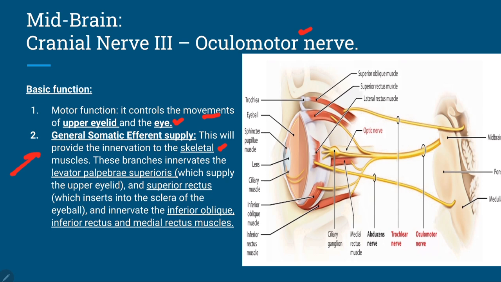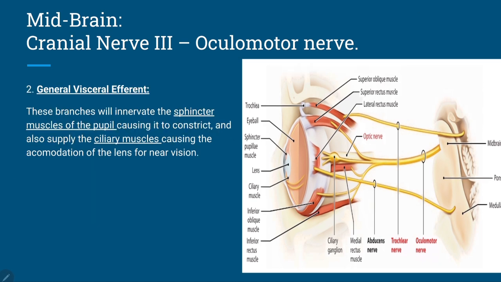These branches innervate the levator palpebrae superioris muscle, which supplies the upper eyelid. Then we have the superior rectus, which inserts in the sclera of the eyeball. The innervation is also supplying the inferior oblique, inferior rectus, and the medial rectus muscle. So this is the skeletal muscle component, or general somatic efferent supply, of the oculomotor nerve.